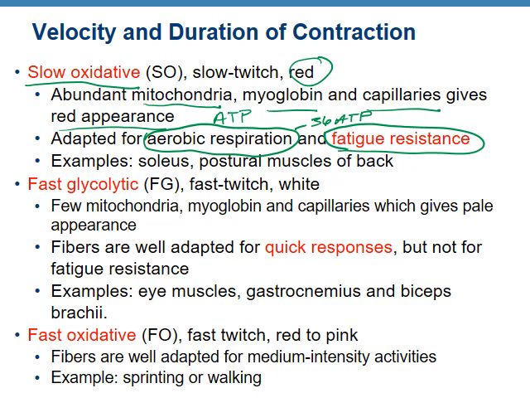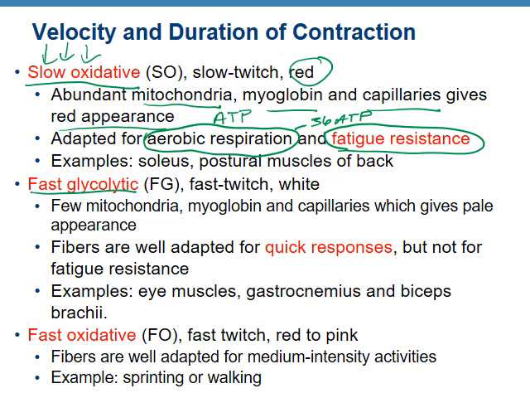The example would be like the soleus, which is behind the gastrocnemius. The soleus is the muscle that you would use if you're running a marathon. Your back muscles, remember that you're standing erect all day long, and the muscles that make up your posterior back muscles need to be contracted for long periods of time. So the muscle fibers themselves, the genetics of the muscle fiber cells, tell them to be slow oxidative.